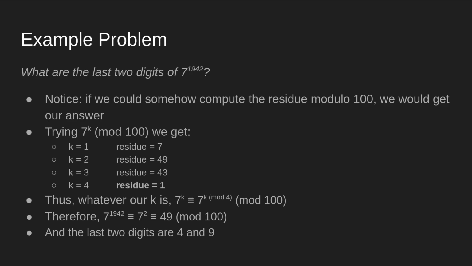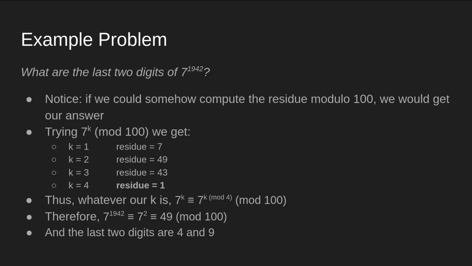So if we try some small values of 7 to the k modulo 100, we find that when k equals 1, 7 to the k is just 7, so modulo 100 the residue is 7. Then when k equals 2, we get a residue of 49. When k equals 3, we get a residue of 43. But when k equals 4, we get a residue of 1. And this is very important, because then k equals 5 has a residue of 7, and it loops back to the start of our cycle.